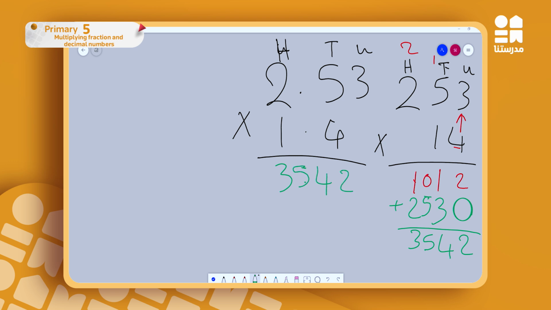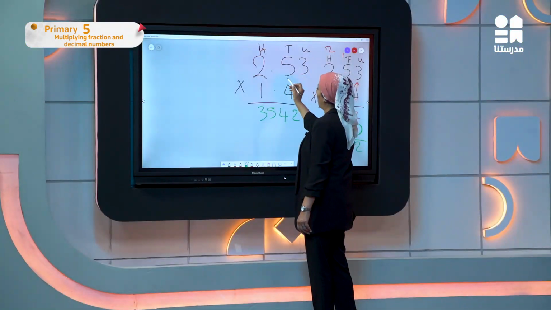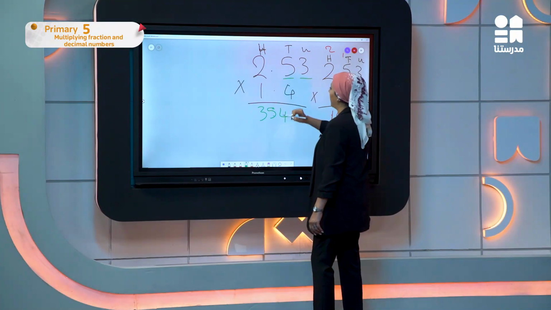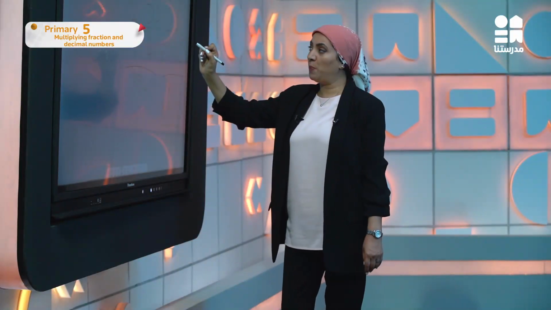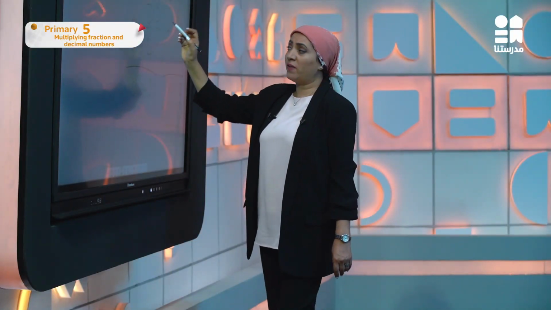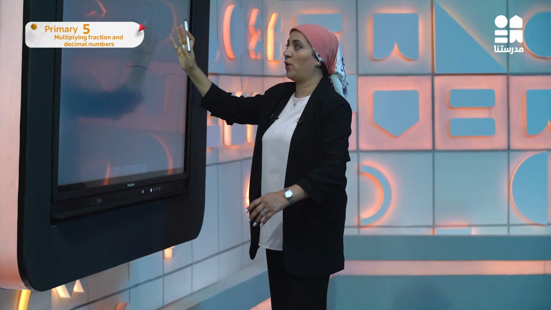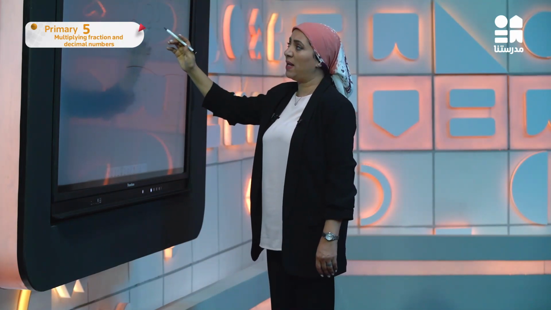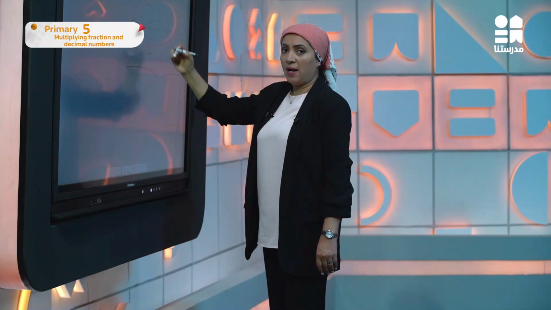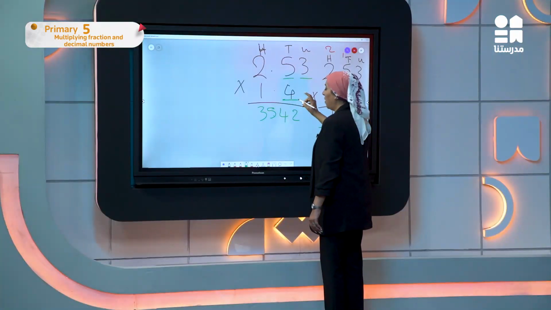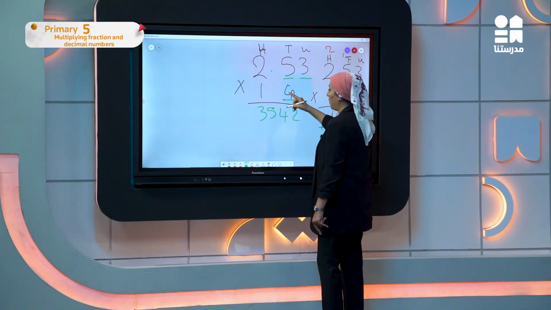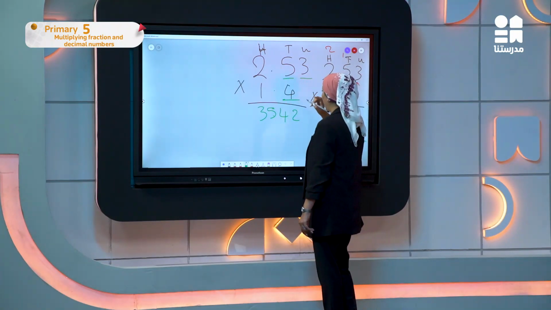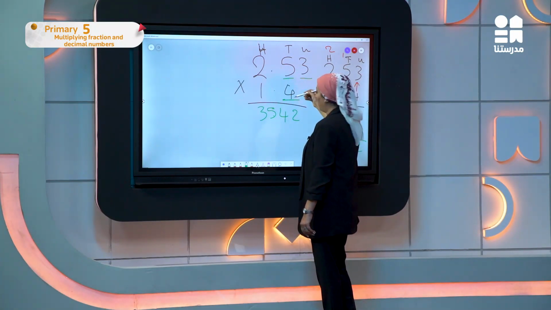3,542. Now, I need to count how many decimal places I have in the whole question, as we said before. So in the first number, I have 2 decimal places, as you see. And by 2 decimal places, I mean there are the places behind the decimal point. So here I have 2 decimal places, and in the other number at the bottom, I have only 1 number in 1 decimal place after the decimal point. So here I have 3 decimal places.